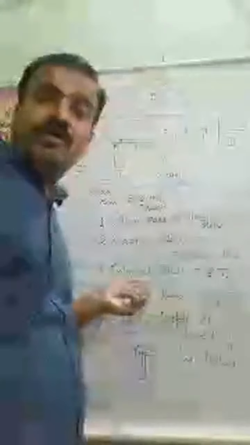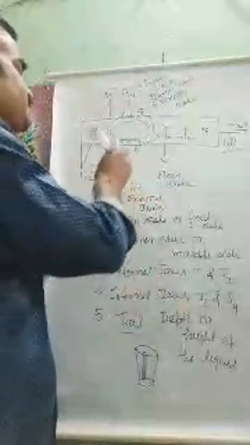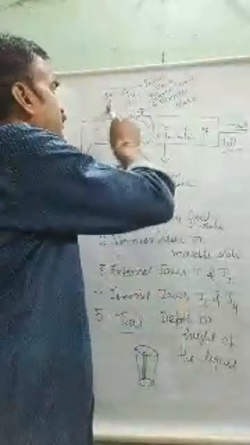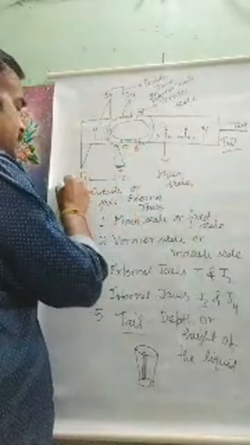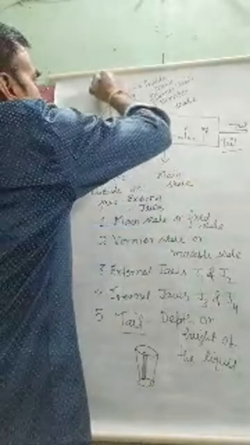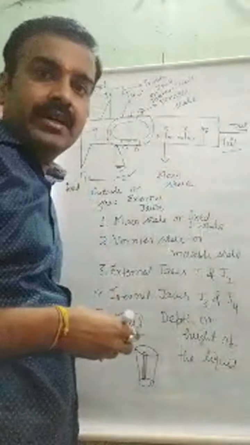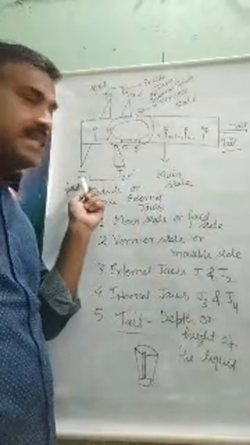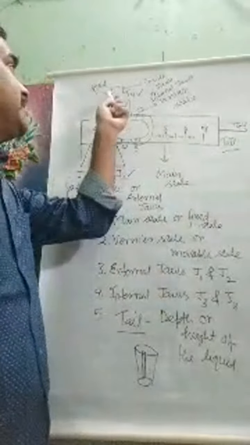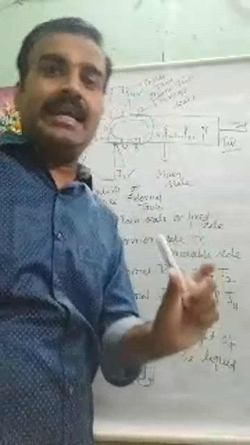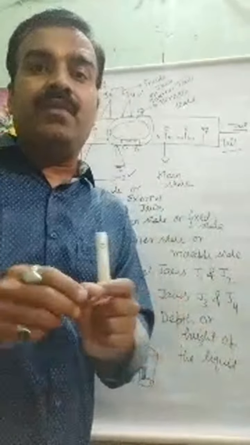Now the next one is external jaws. It will be below it, both the jaws will be there. Also keep this thing in mind: here both the jaws are fixed ones. That means J1 will be fixed and J3 will be fixed, only J4 and J2 are movable. Again I'm telling this thing, J1 will be fixed, it will not be movable. J3 will also be fixed on the main scale; only the J2 and J4 jaws will be movable ones.